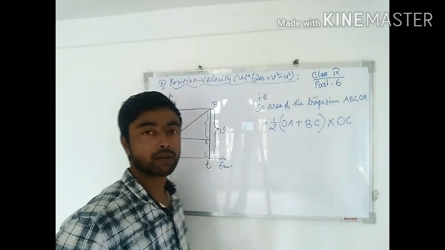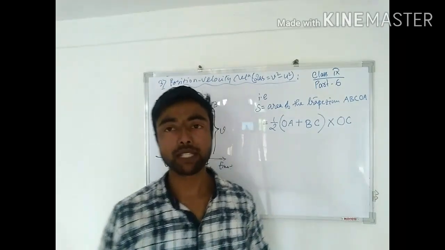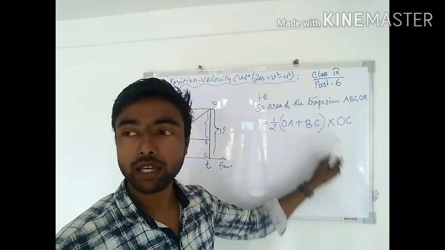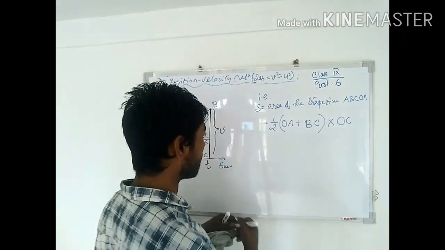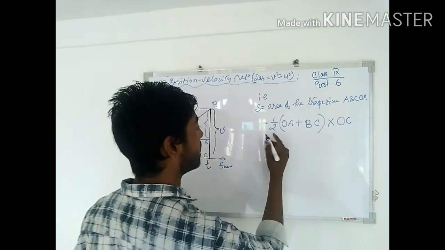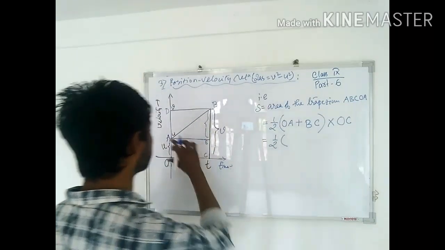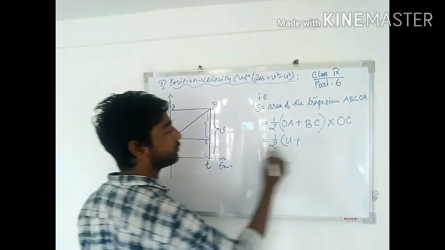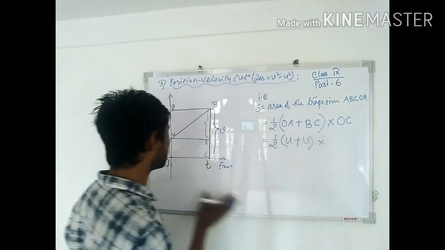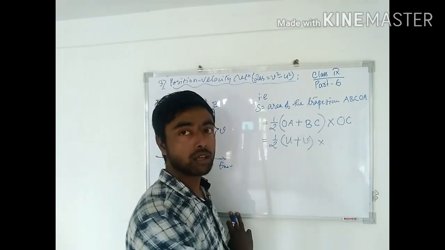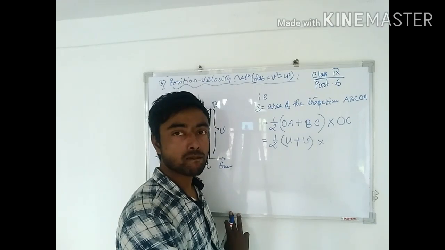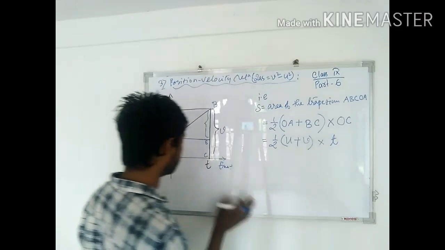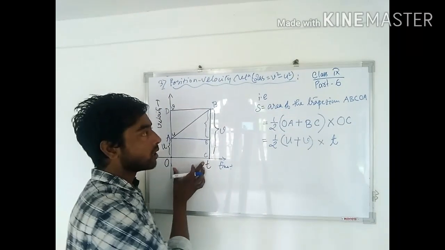What is the formula for the area of a trapezium? The area of the trapezium is half into the sum of its parallel sides into height. Now you see how we can write it. Half, and what is the value of OA? It is U, right? Plus BC, whose value is V, into OC. What is OC? OC is T. Done.